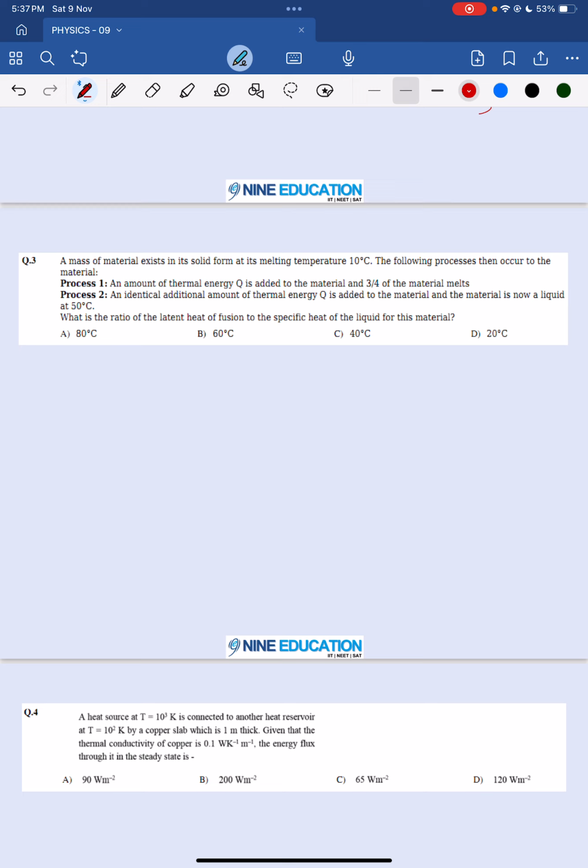Now the next question we have is: a mass of material exists in its solid form at its melting temperature of 10 degrees Celsius. The following processes then occur to the material. We can see that they are adding some energy to it. The energy is Q, and 3 by 4th of the material is melting. So 3 by 4 mL is the energy. We are giving some energy Q, and 3 by 4 mL is being used.